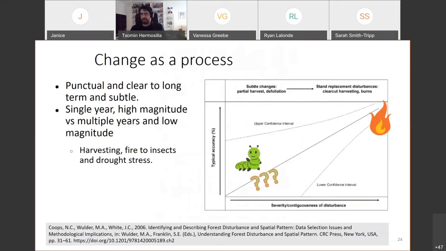And I would like to first make this distinction between change as an event or change as a process.